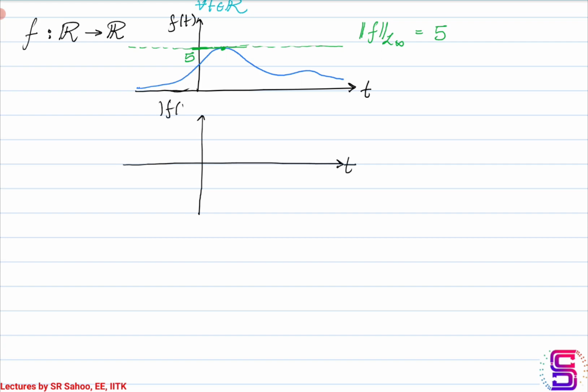I'll plot the mod value directly. Suppose the function is like this. Okay, this is how the norm looks like.